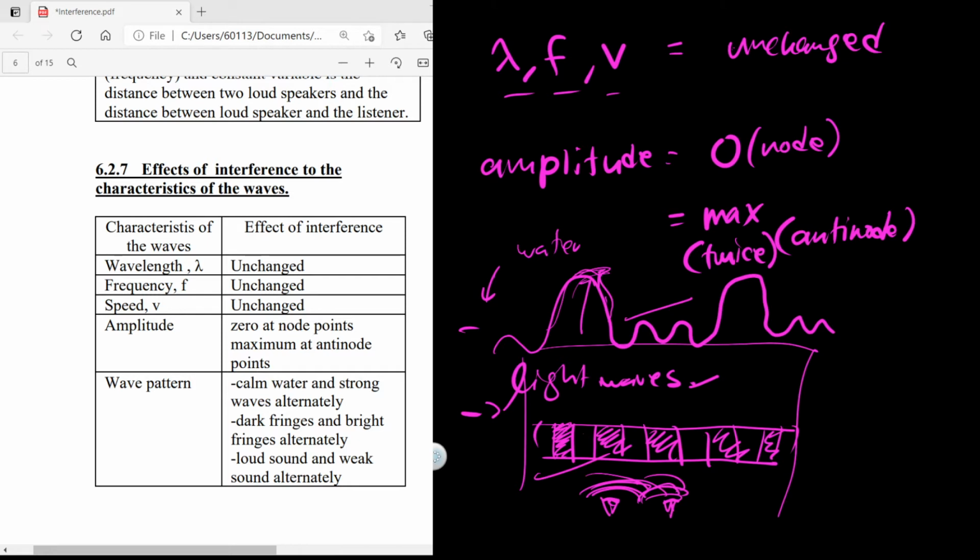And the next one, for water wave, light wave, and the last one we look into is the sound wave. So what will be produced when we have interference of sound wave?